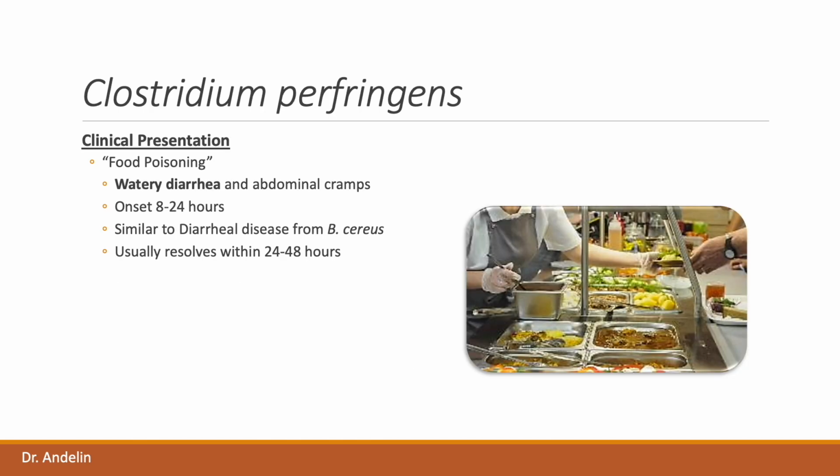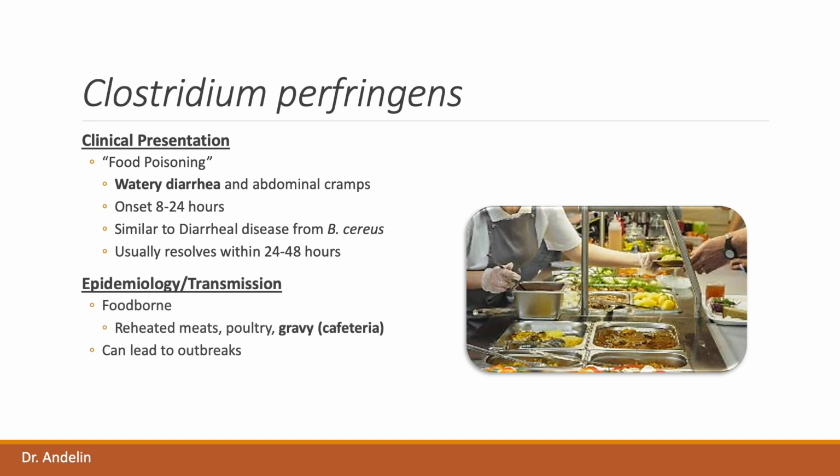In the case of Clostridium perfringens, symptoms usually occur similar to the diarrheal disease of Bacillus cereus, with watery diarrhea and abdominal cramps that occur within 8 to 24 hours after eating. Usually symptoms resolve within 1 to 2 days. Clostridium perfringens makes heat-stable spores that can contaminate reheated meats, poultries, and specifically gravy, foods often found in cafeterias. Because the spores are heat-stable, reheating of these foods does not always kill the spores. Ingesting large amounts of spores can ultimately lead to food poisoning. This has been known to lead to outbreaks of diarrheal illness.